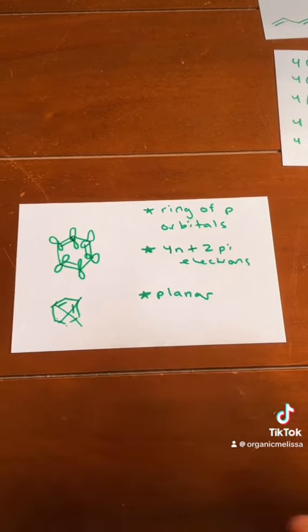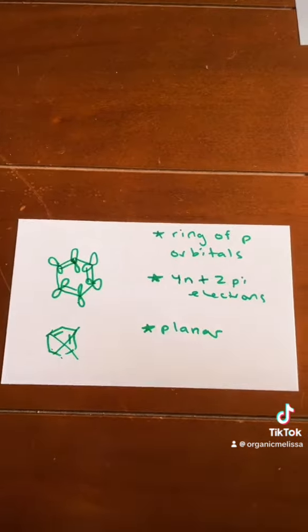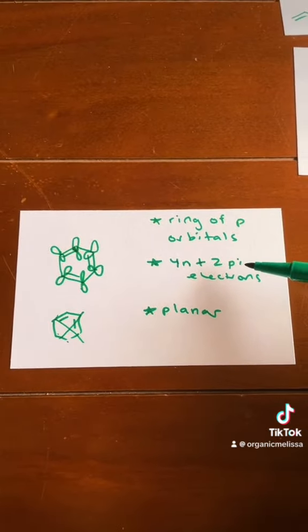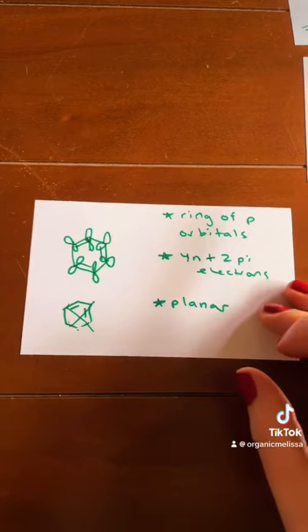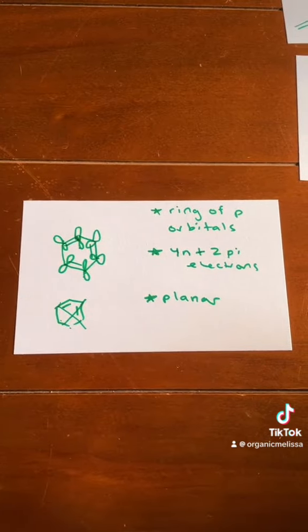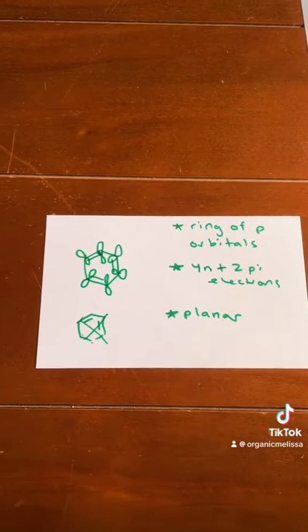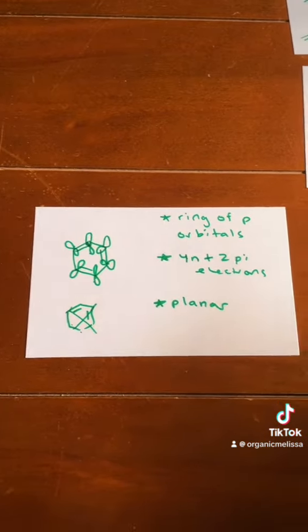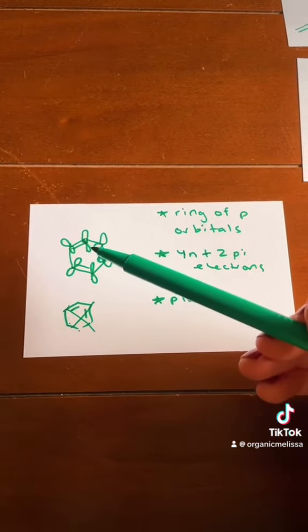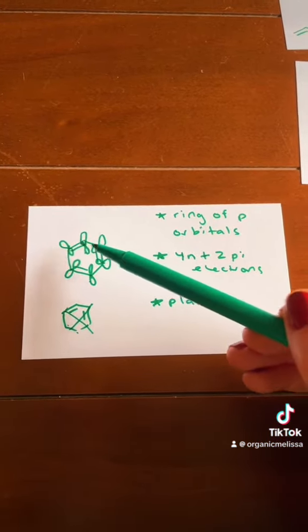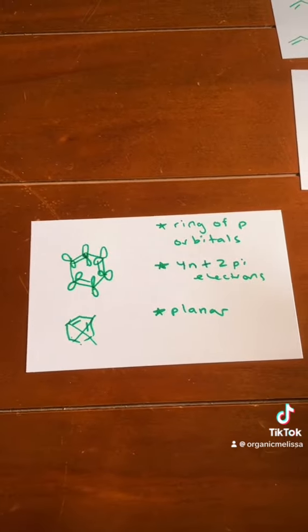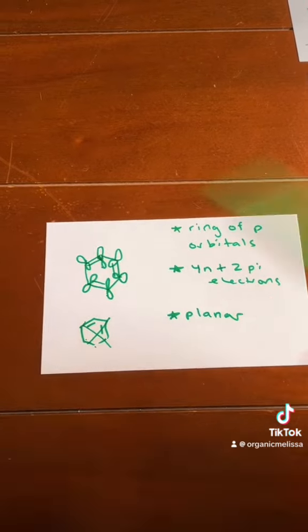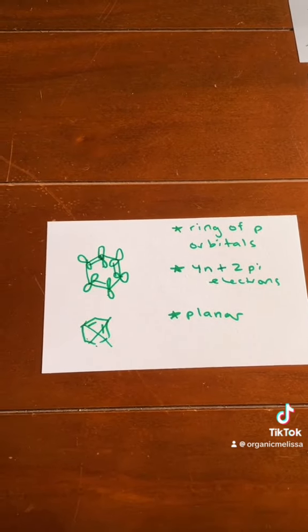The next thing is 4n plus 2 pi electrons. When I say pi electrons, that specifically means electrons that are present in double bonds, or if they're a lone pair that can be in a p orbital. So they're electrons hanging out in p orbitals. You could have also heard double bonds being called pi bonds, that's why. So in this case, we have 1, 2, 3 pi bonds. Each bond is made up of 2 electrons, so there are 6 pi electrons present.